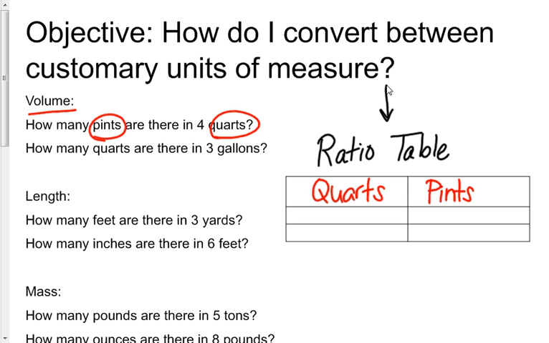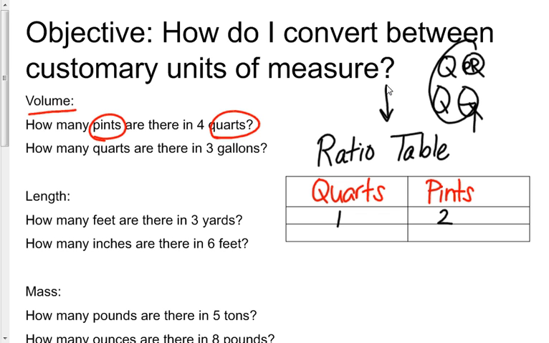Now I need to think about what I already know about quarts and pints. So I'm going to create my gallon man as a reminder. I'm just going to go up to the information that I need. So I know there's 4 quarts in a gallon. Then in each gallon I have 2 pints, and that's all I need to know. So I know already, and I always start with what I know, that 1 quart is equal to 2 pints.